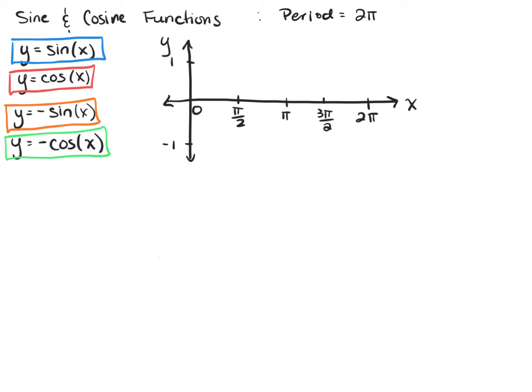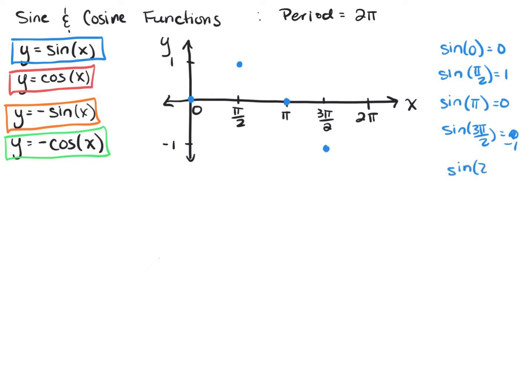We know that when I take sine of 0, the output is 0, so I can plot that point. When I take sine of pi over 2, that output is +1, so I can mark that point here on my graph. When I take sine of pi, that is equal to 0, so I can label that point. When I take sine of 3 pi over 2, that gives me 0. Or excuse me, that doesn't give me 0. That gives me -1. So I can mark that on the graph here. And then sine of 2 pi puts me back at 0, so I can mark that last point.